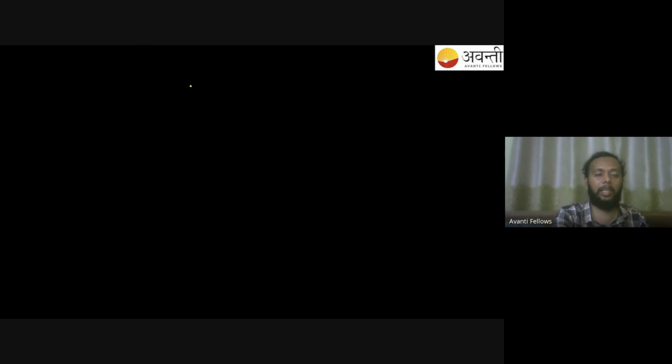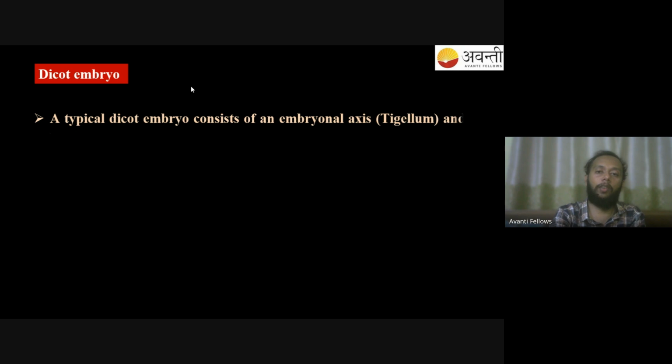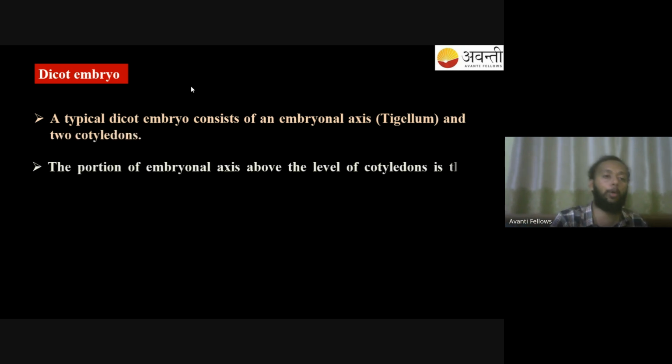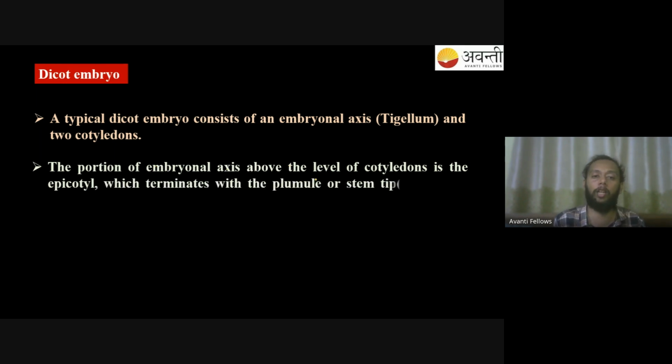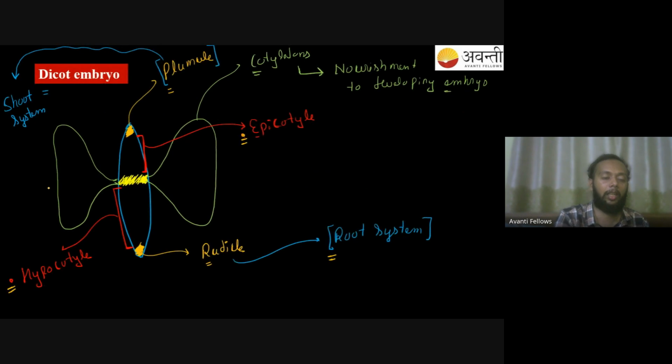Right? Now, अब आगे देखते हैं. Let's have a look. A typical dicot embryo consists of an embryonal axis, that is something which I have told you, and 2 cotyledons, right? The portion of embryonal axis above the level of cotyledon is called as my epicotyl. Something I have just mentioned over here. देखो यहाँ पे. The portion of embryonal axis above the cotyledon, this area is called as my epicotyl, right? And the portion of embryonal axis below the cotyledon is called as my hypocotyl.